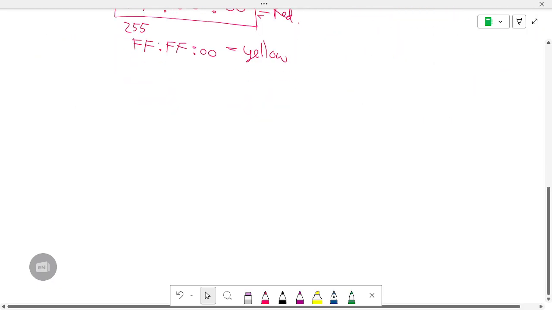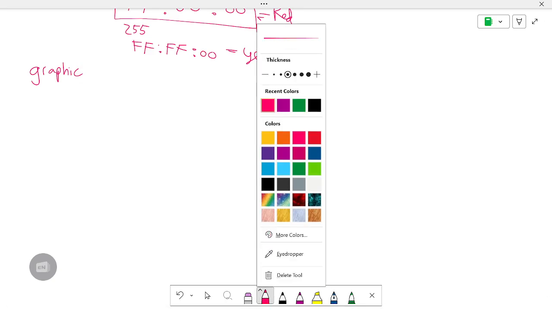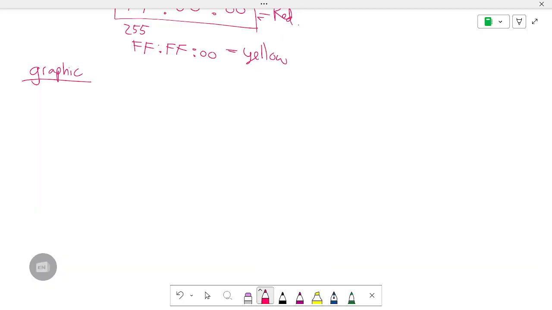Okay, unit 2. Well, unit 2 is graphics. I don't like the red. I'm going to change my color here. Let's do pink. Okay, graphics.